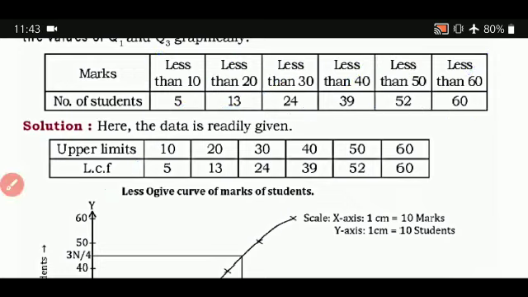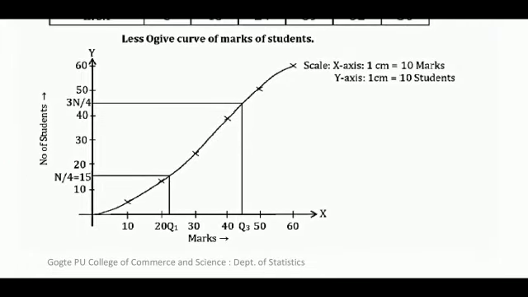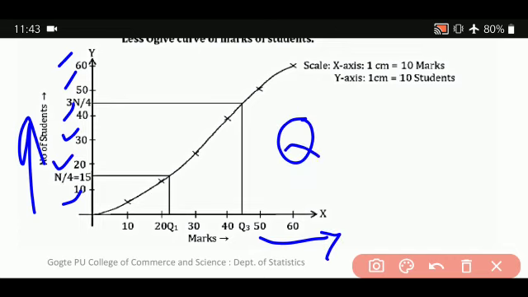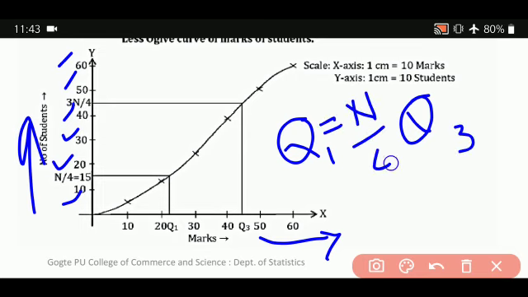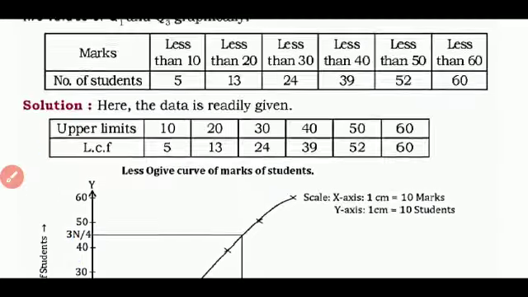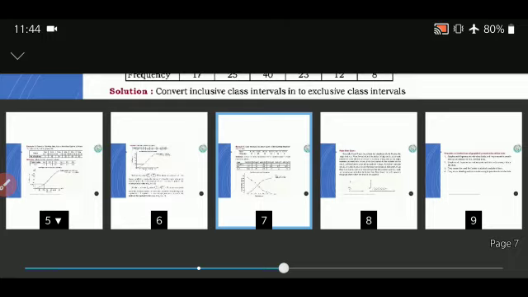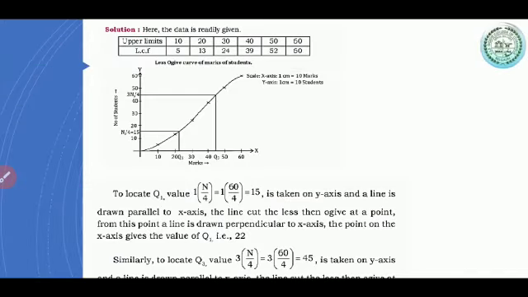That's all. So here what is the scale taken? 10, 20, 30, 40, 50, 60. This is the CF, less than cumulative frequency, and these are the class intervals. Now they have asked us to find Q1 and Q3. The formula for Q1 is n upon 4, and for Q3 it is 3n upon 4. So first you have to calculate this n upon 4. What is n? What is the total frequency here? Total frequency is calculated as 60. This is the total n here.